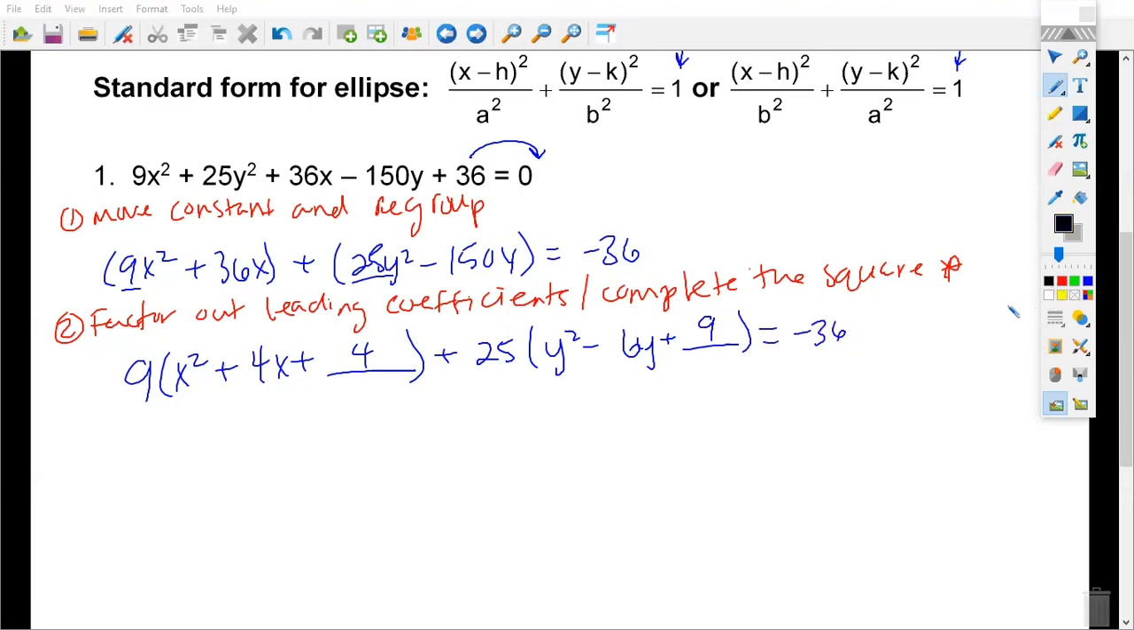Okay, what makes this a special one is that when you factor something out and you're completing the square, when you add it to the other side, it has to be taken into consideration. So on the other side, I'm not just adding 4, but I'm adding 36. I'm adding 9 times 4. Does that make sense? So it'd be plus 9 times 4. Same thing here. I factored out 25. I completed the square with 9. So it has to be plus 25 times 9.